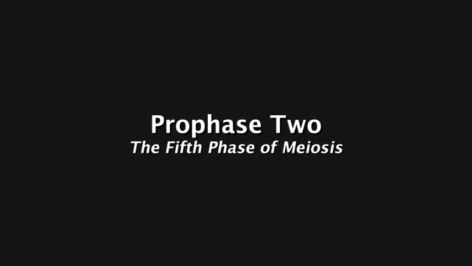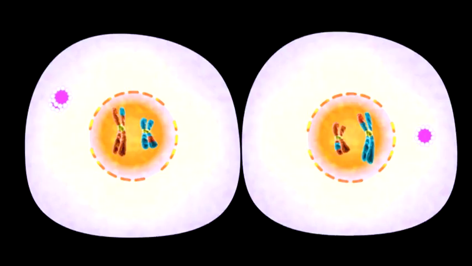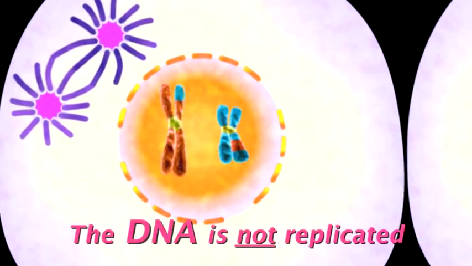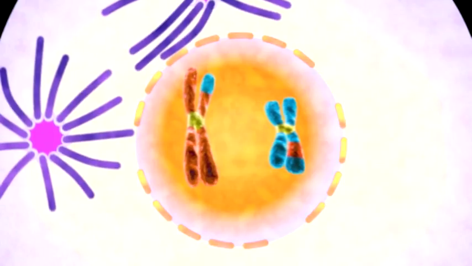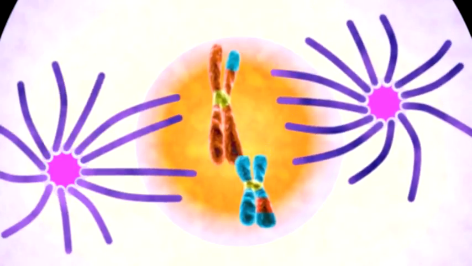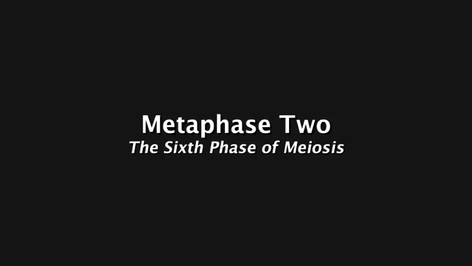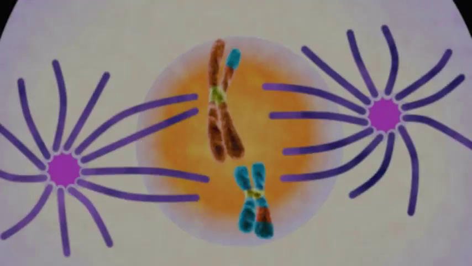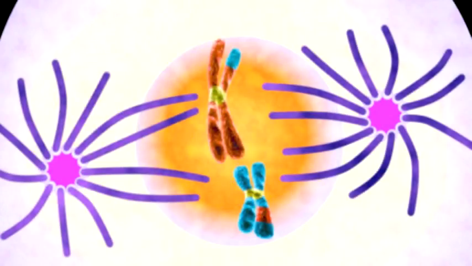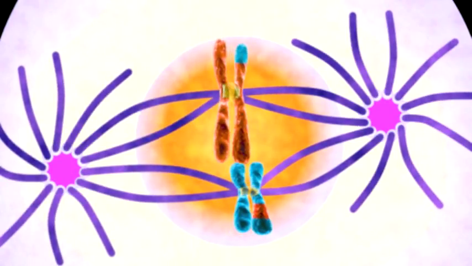Prophase 2, the fifth phase of meiosis, follows right on the heels of telophase 1, without an intervening interphase stage. As a result, the DNA is not replicated. Consequently, a haploid number of duplicated chromosomes is now present in each cell as a new spindle of microtubules forms. During metaphase 2, the sixth phase of meiosis, the microtubules of the spindle arrange the duplicated chromosomes so that they line up on the equator of the cell, and this time the centromeres do split apart.